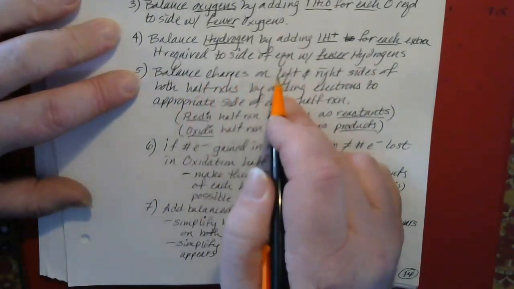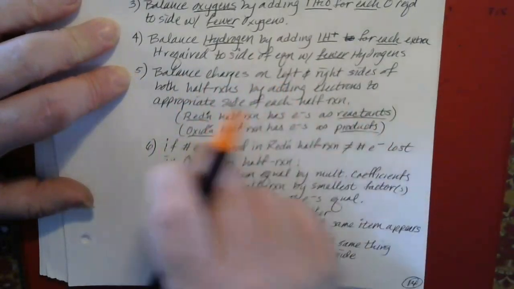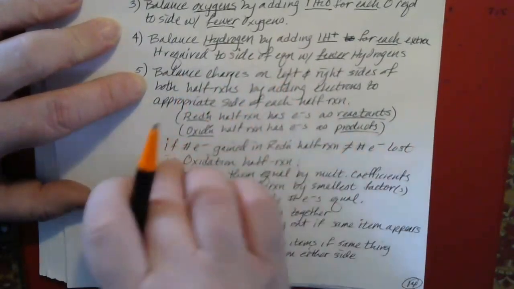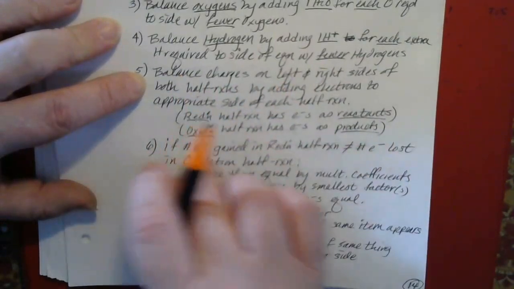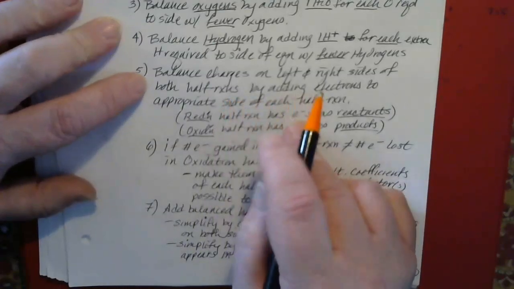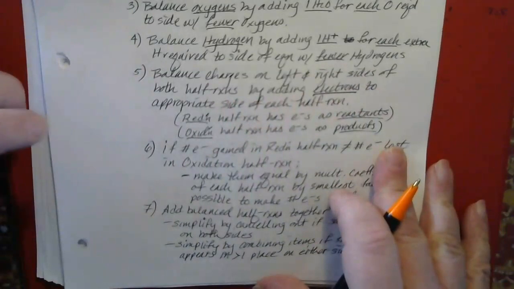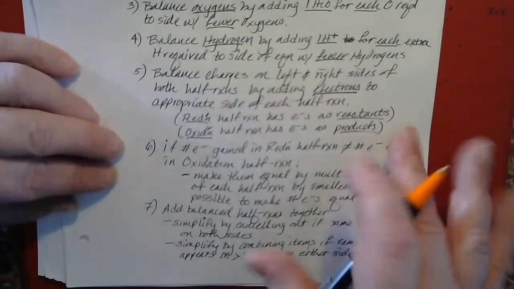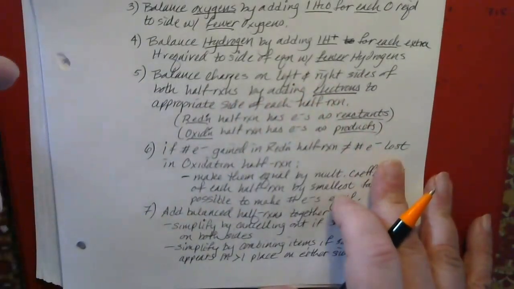And then you make sure that you balance the charges between the left and right-hand sides of the two half reactions. The charges don't have to be 0 on either side, but they do have to be the same from the left side to the right-hand side. So balance the charges by adding electrons, and you can only add electrons to balance the charges. And so you'd basically add the appropriate number of electrons to whichever side of the equation has the more positive charge.